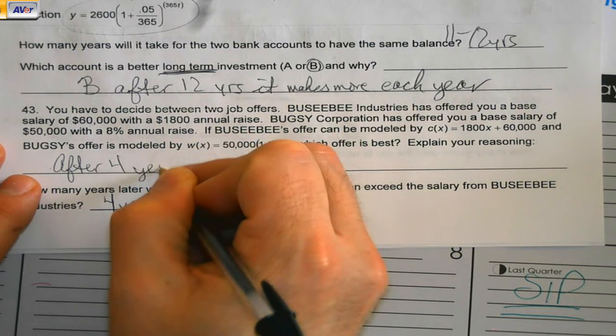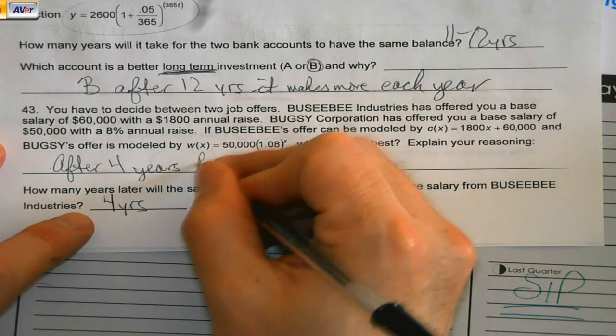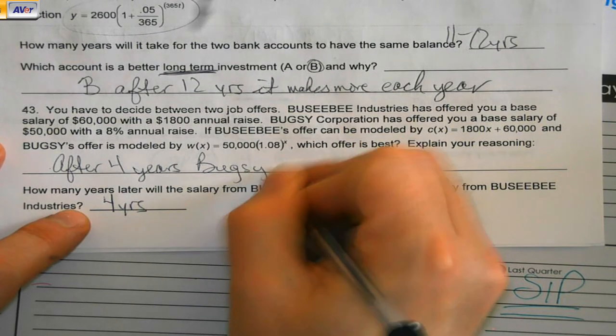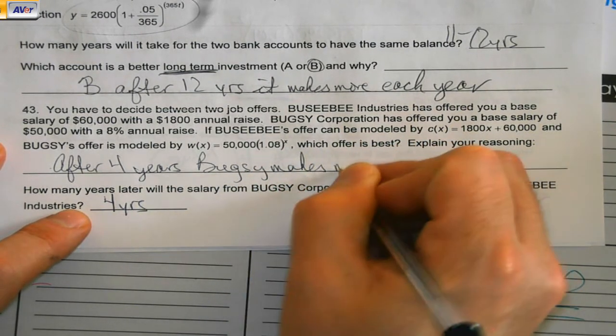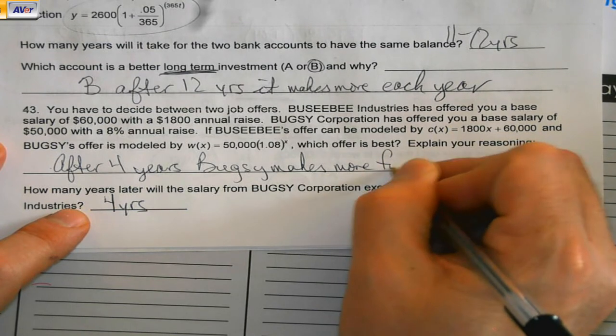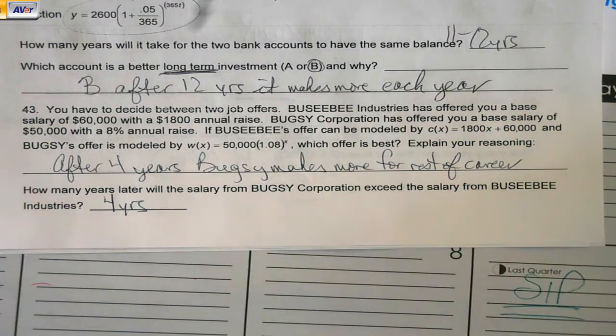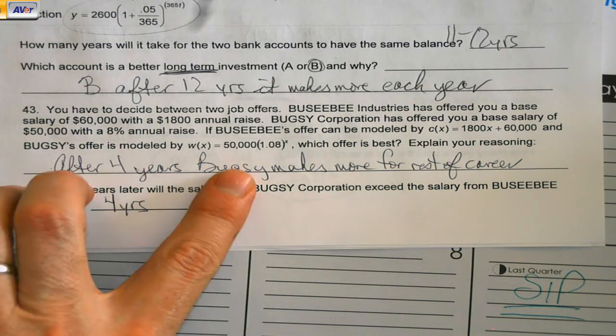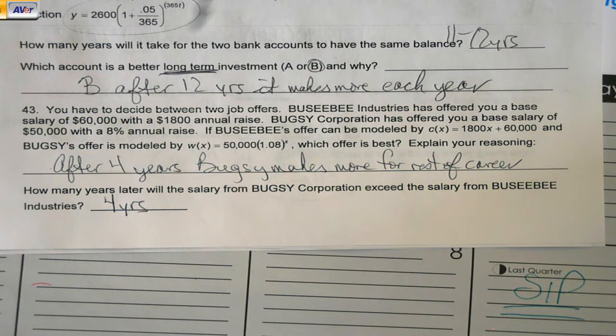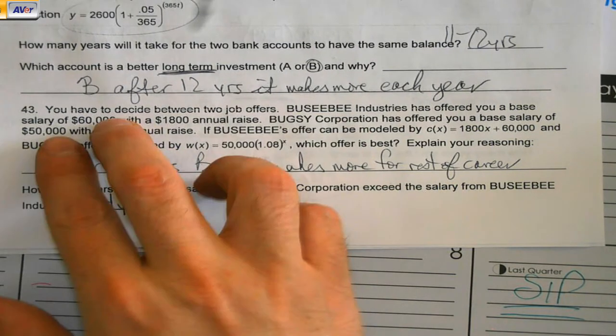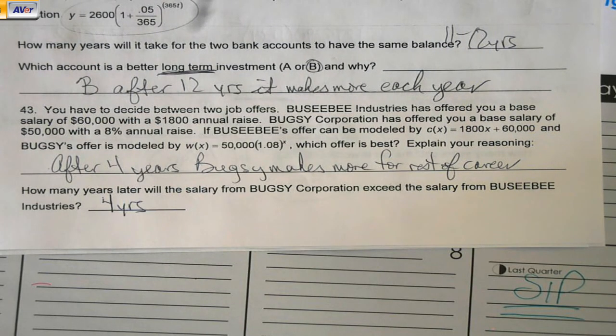But if, after 4 years, Bugsy makes more for the rest of career, rest of life. We've talked before about how people's average work lives are about 40 years once they get into the workforce. If it only takes me 4 years and I'm going to make more money for the last 36 years of my life, I think it makes a lot of sense. I think that job offer is going to be better long term, even though I'm making $10,000 less at the very beginning. Something to consider.